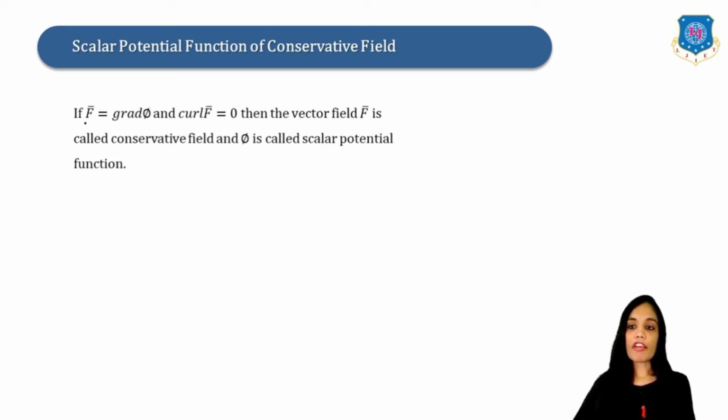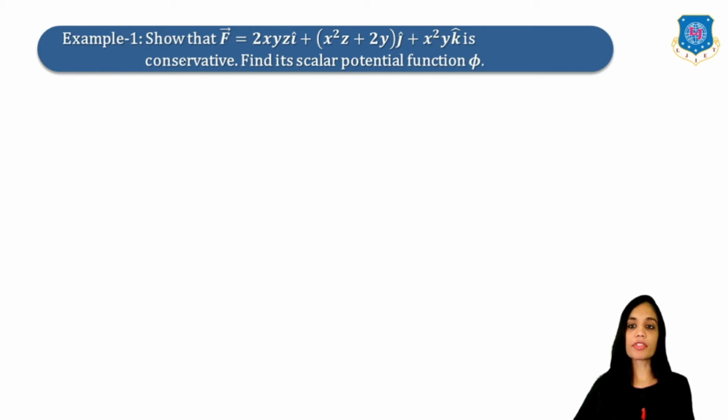If f bar is equal to gradient of phi and curl of f bar is equal to 0, then the vector field f bar is called a conservative field. So whenever we want to check whether the field is conservative or not, we will check whether curl is 0 or not. And phi is called the scalar potential function. Okay, so let us understand this using examples.